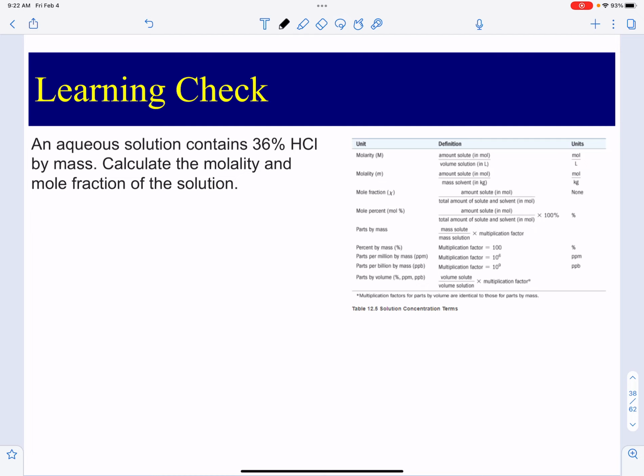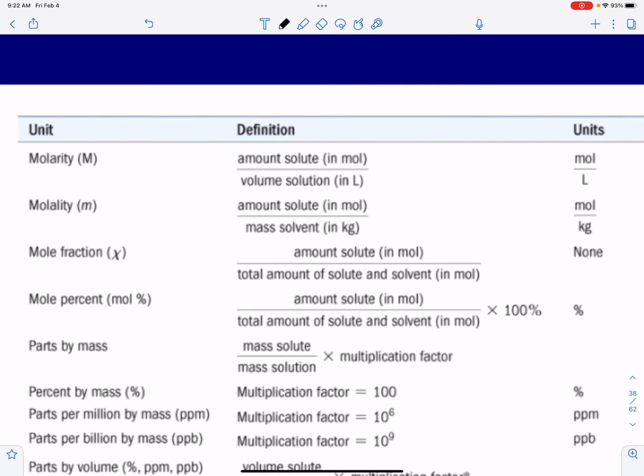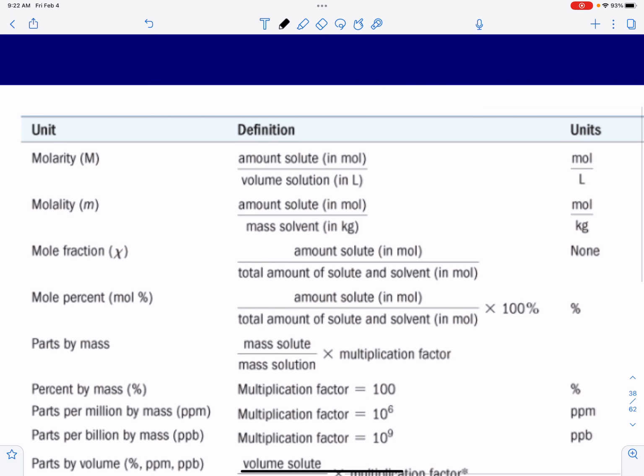Another problem. Let me show you the table bigger first so you can see it better. So that's what we have on this table, basically the formulas. Molarity is this formula. Molality is this formula, in terms of the solute and the solvent. Mole fraction is the amount of solute in moles over the total amount of moles.